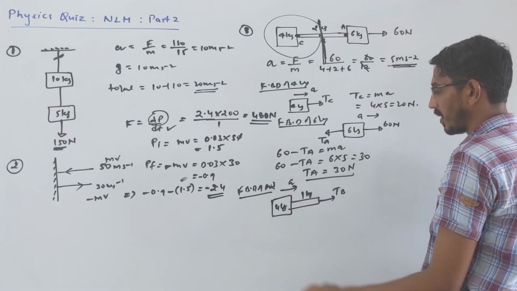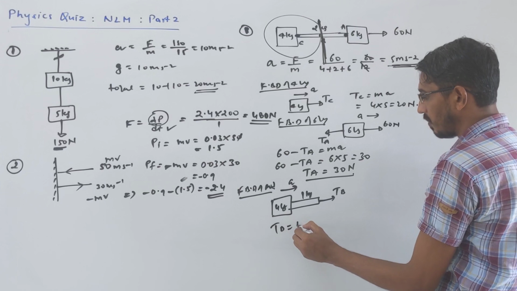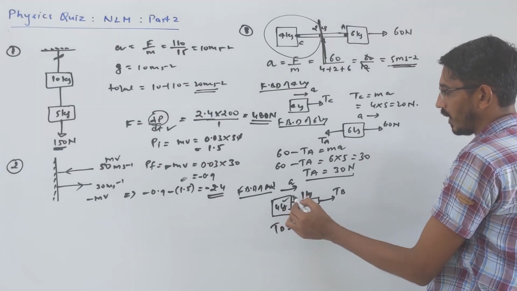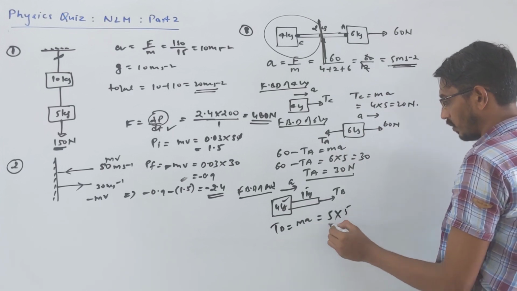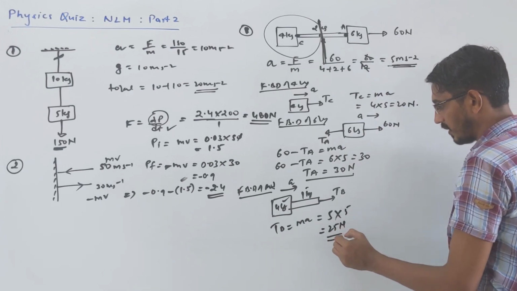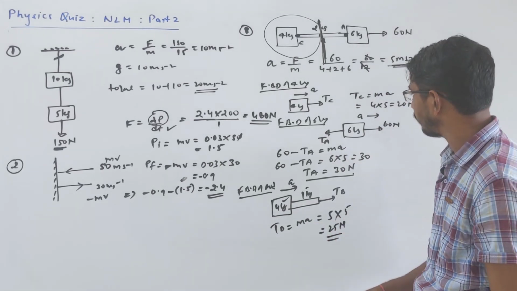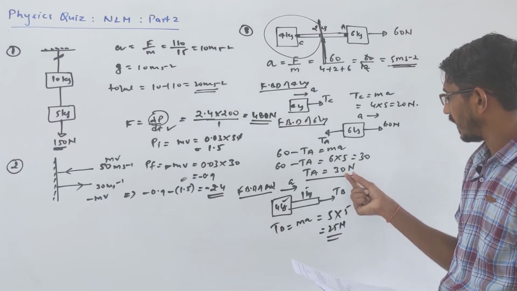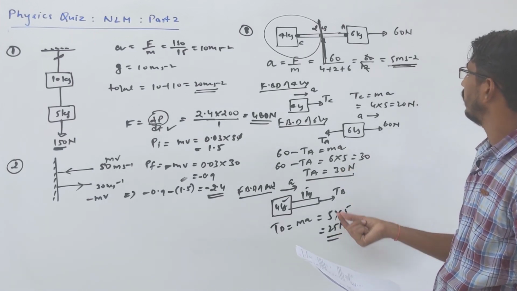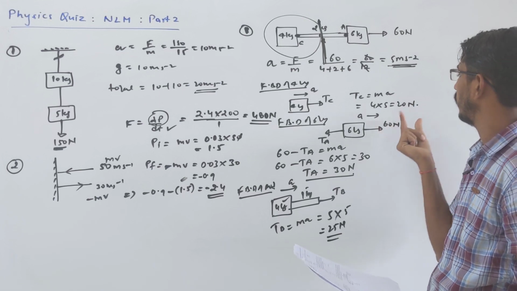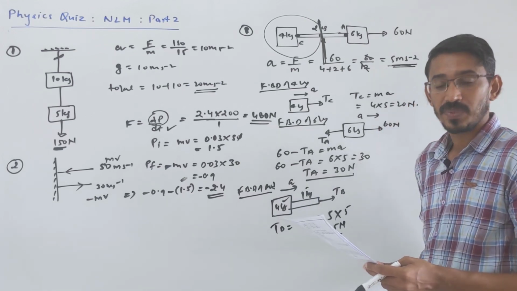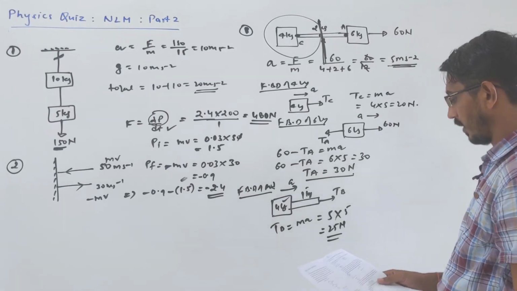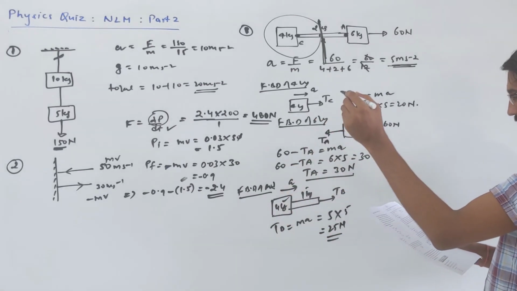Moving in this direction with acceleration A, TB should be simply equal to MA. What is the mass? This is 4 kg plus 1 kg, meaning 5 kg. And the acceleration we have found is 5. So this becomes 25 Newton simply. So if you see the answers, 30, 25, and one more, 20. So the correct answer should be the second option, right?